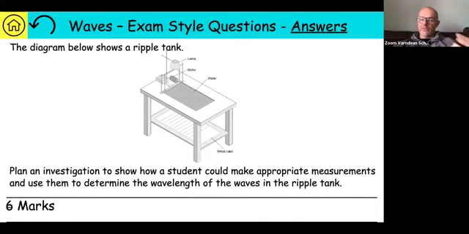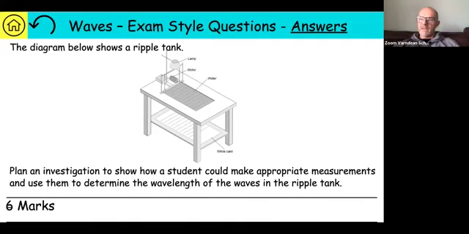And the method we used, remember, was we projected the waves, we filmed them, we slowed it down and counted how many per second for our frequency. We slowed it down and counted how long it took one to go 30 centimeters to work out our speed. And we froze the frame and we measured the distance between 2 waves to work out our wavelength. Okay? Or we used our wave equation.